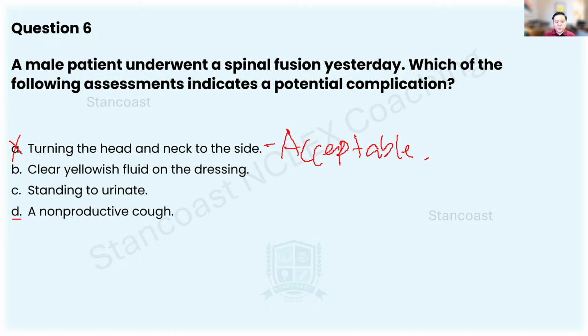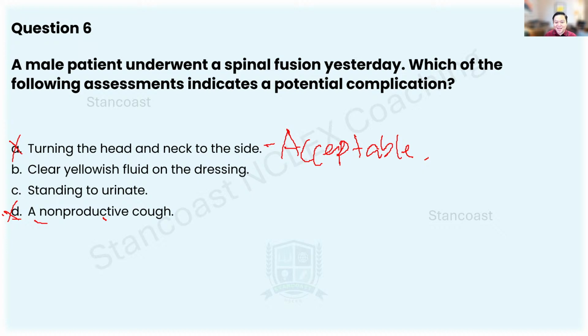Well, if the patient is trying to do the coughing to clear the lungs, a non-productive cough is basically a normal post-op response. But if they have frequent cough, that's another story. If the statement is frequent non-productive or productive cough, that could indicate something else. But if it's only stating a non-productive cough, this is a normal reflex to clear the lungs. It's a normal post-op response. So we are not going to pick this answer.